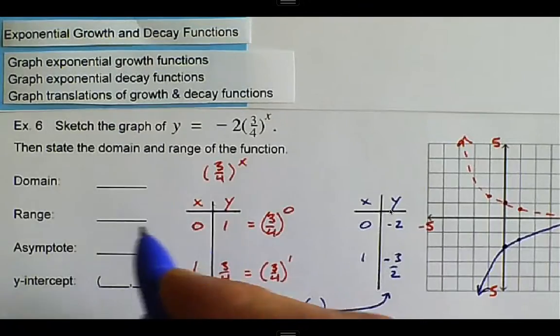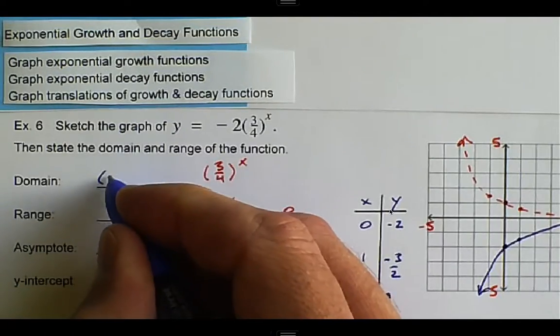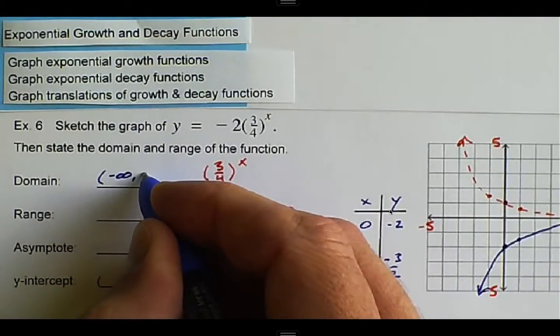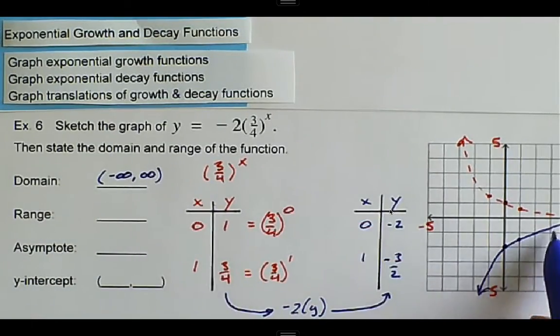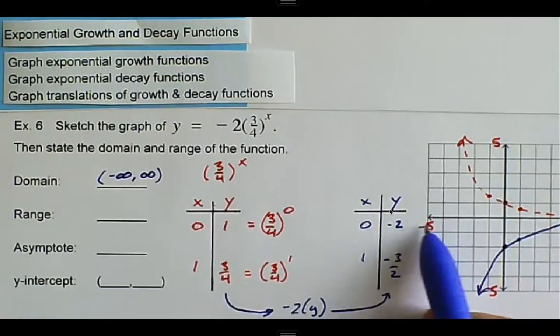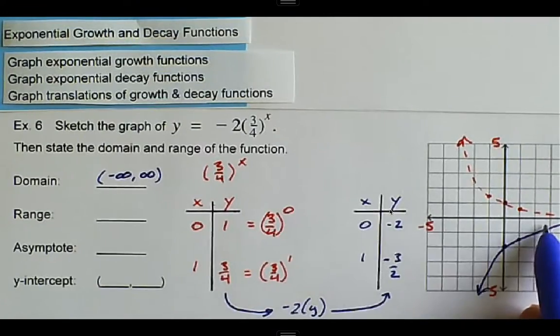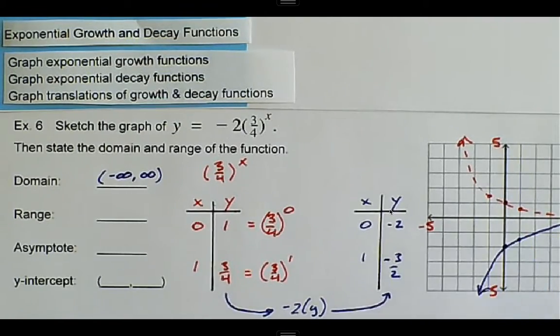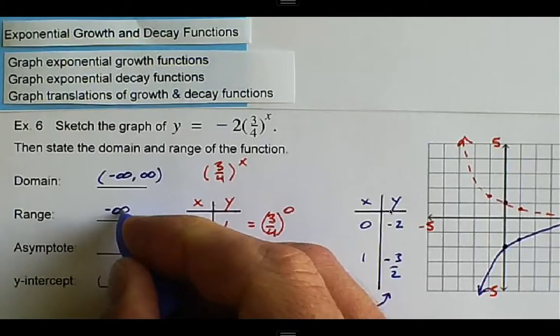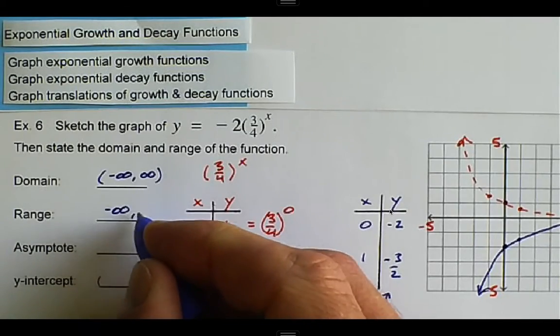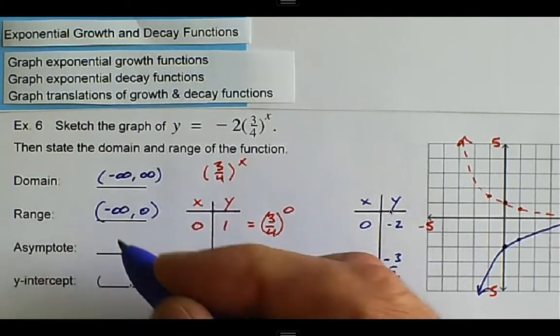So the domain's not going to change. We'll still go from -infinity to infinity, all values included. The range in this case, now we're down here below the x-axis. So we're starting at -infinity down here, and we're working our way up to 0. So the range is going to go from -infinity to 0, neither point included.